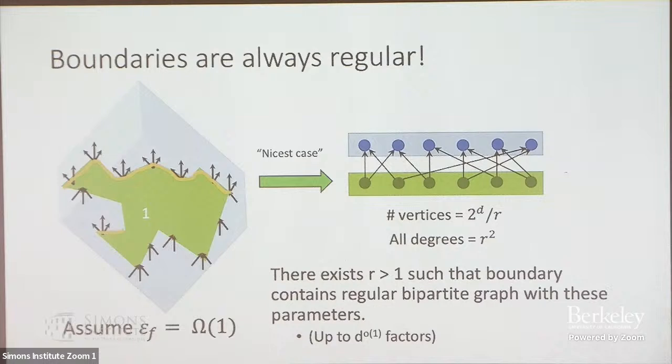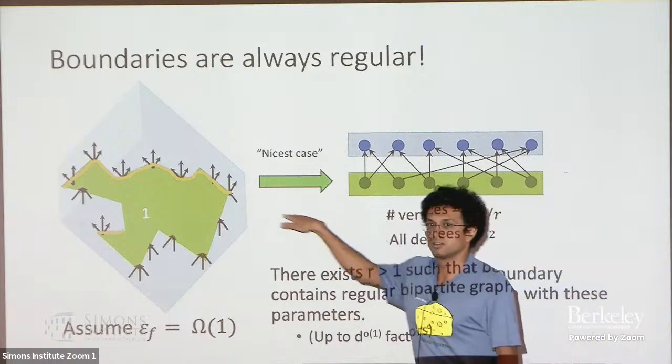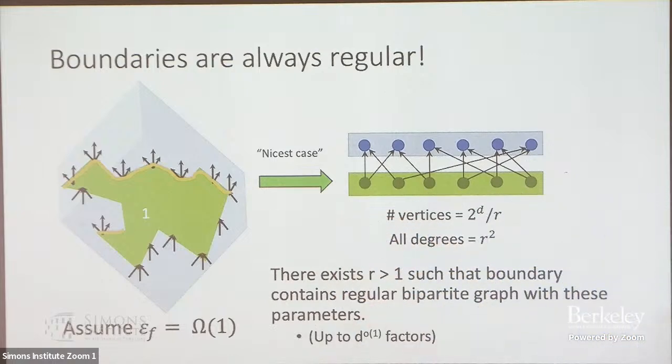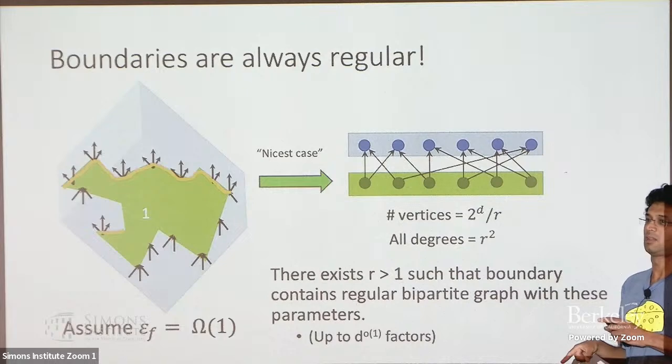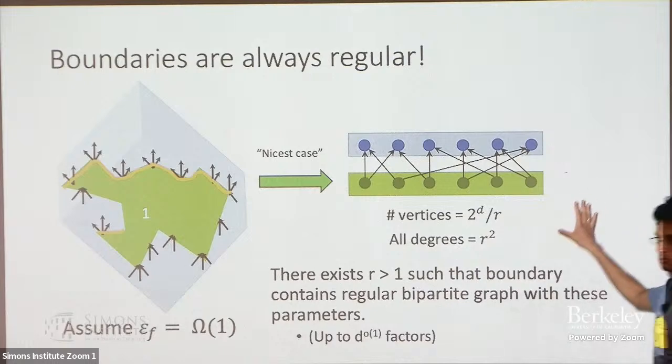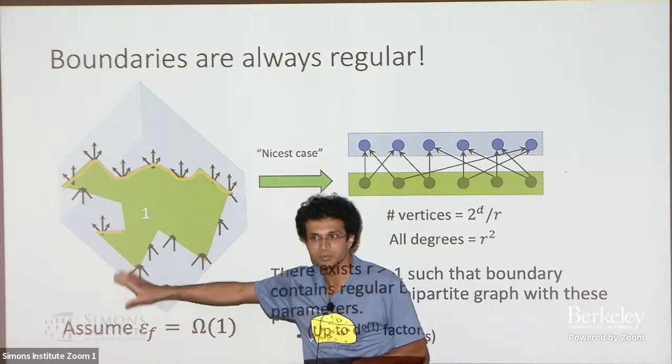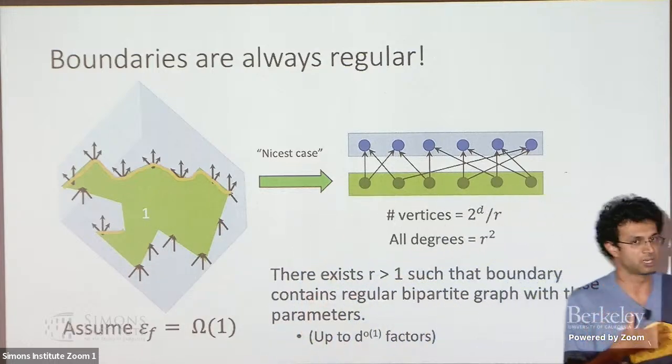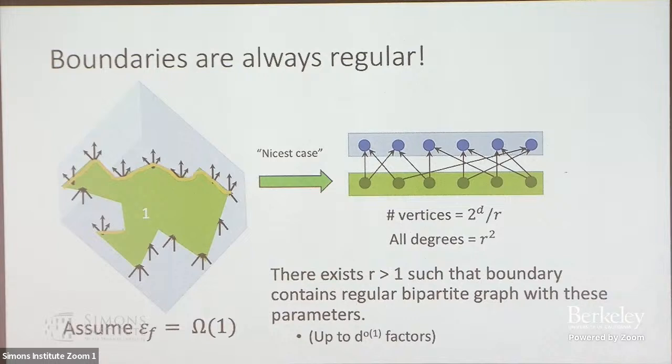I mean, I don't know, it's just completely incredible that this should be true. It's easy to see this is true for the majority or very well-structured functions. But this is true for any function. For any function, the boundary contains a regular bipartite graph with these parameters. I don't know how they came up with that. So once you have such regular structured properties of the boundary, then the analyses of the testers become possible.